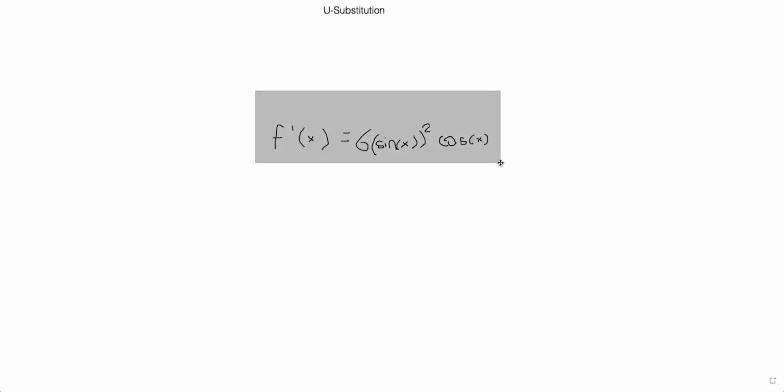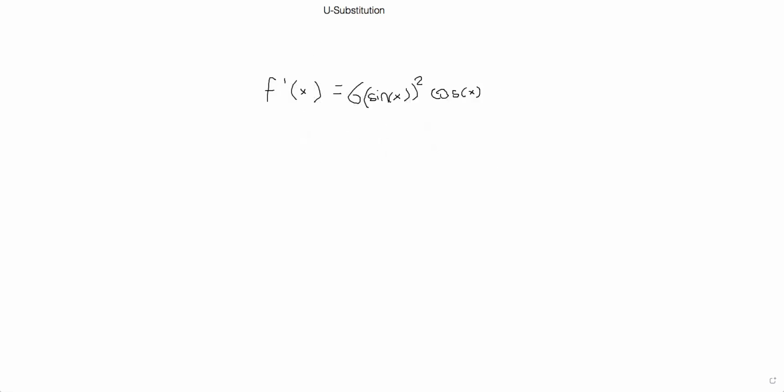That's how it works. But what happens if we're given this and we're being asked to integrate this? Easier said than done, right? We know what the syntax looks like to integrate something like this.